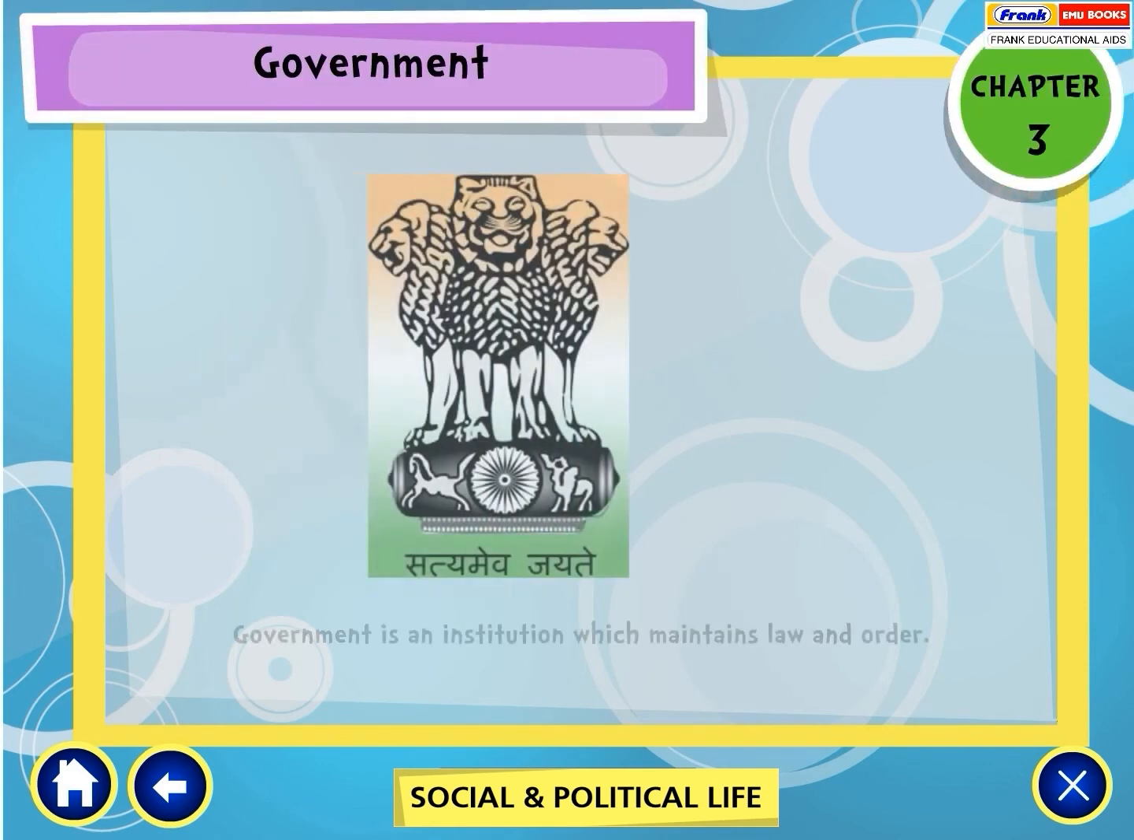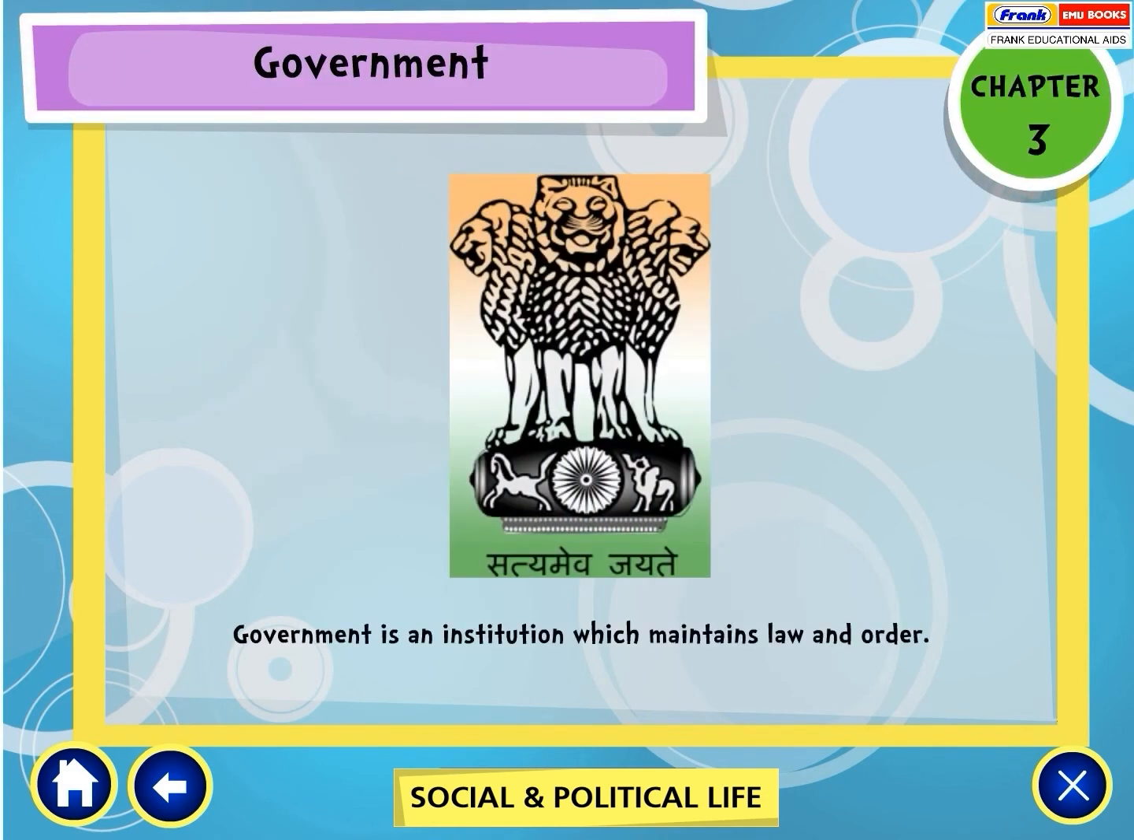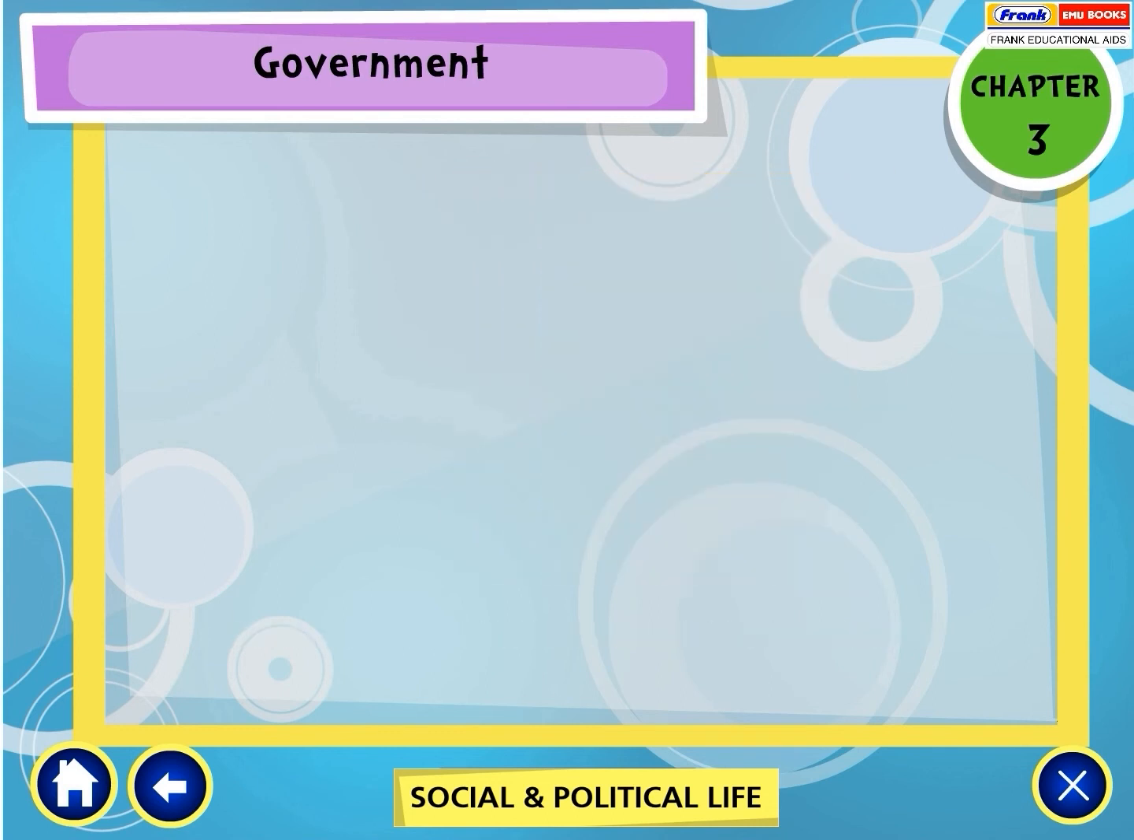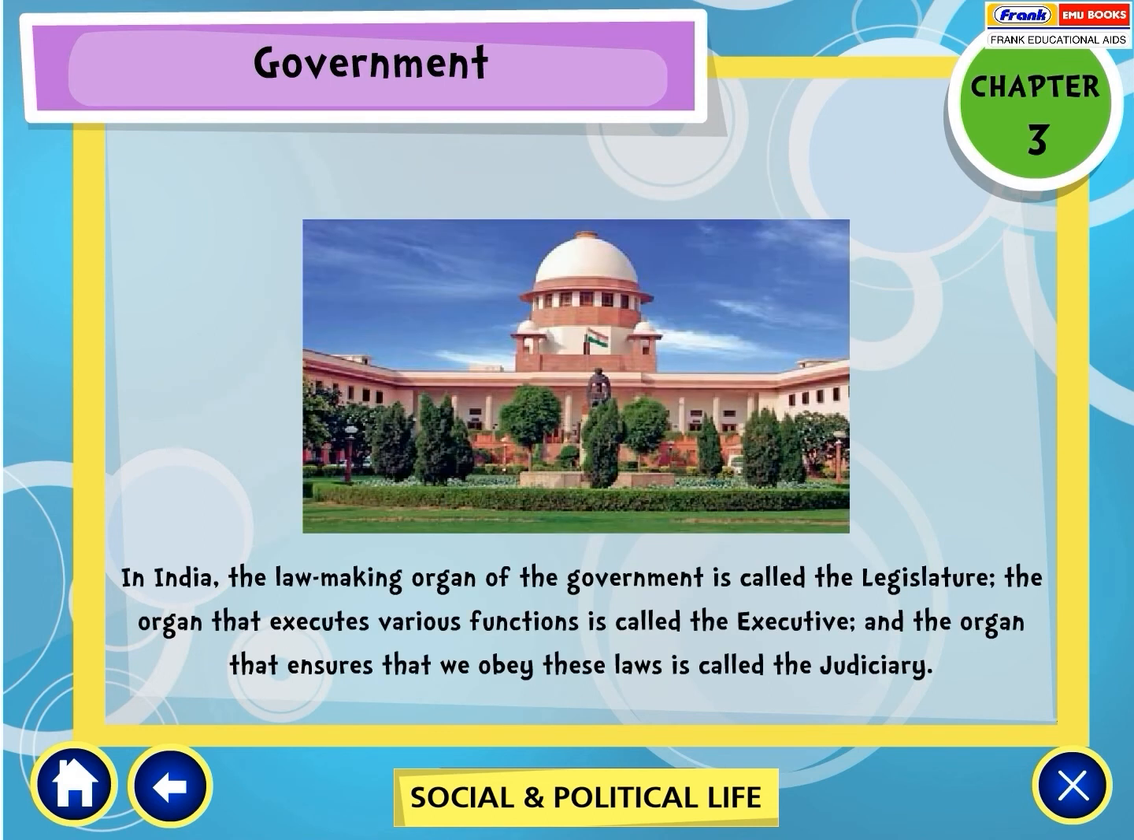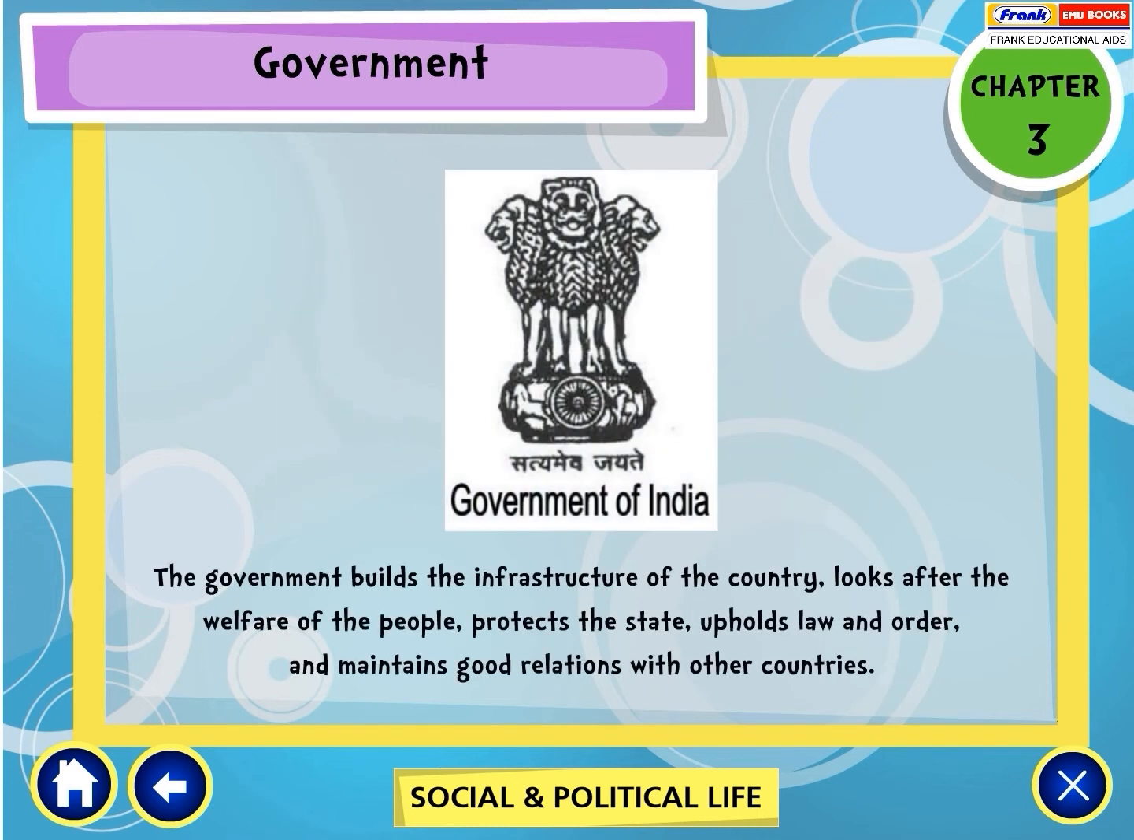Government. Government is an institution which maintains law and order. In India, the law-making organ of the government is called the legislature. The organ that executes various functions is called the executive, and the organ that ensures that we obey these laws is called the judiciary. The government builds the infrastructure of the country, looks after the welfare of the people, protects the state, upholds law and order, and maintains good relations with other countries.